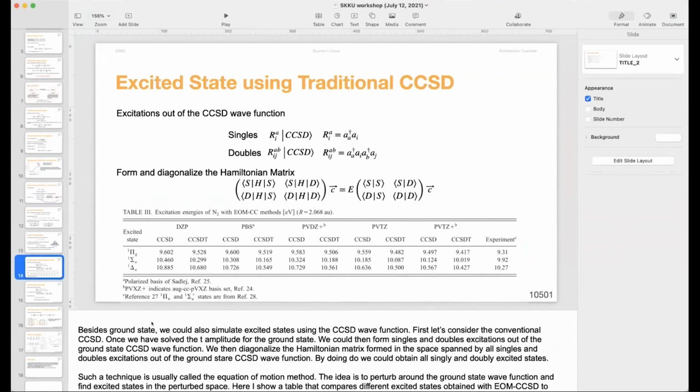Okay, so besides the ground state, we could also simulate excited states using the CCSD wave function. First, let's consider the traditional conventional CCSD.